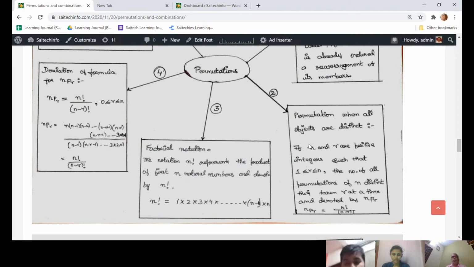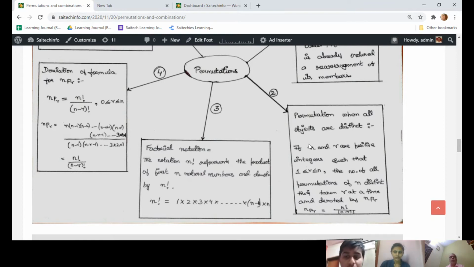And the third point is factorial notation. Factorial notation: n factorial represents the product of the first n natural numbers and is denoted by n factorial. n factorial is nothing but 1 into 2 into 3 into 4 and so on, into n minus 1 into n. Here n is a natural number.